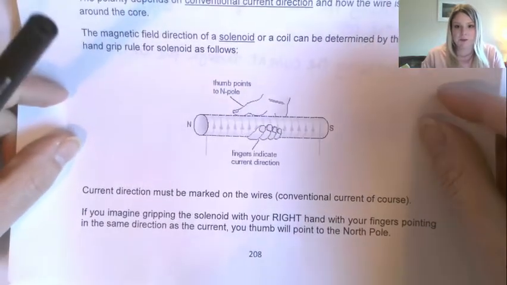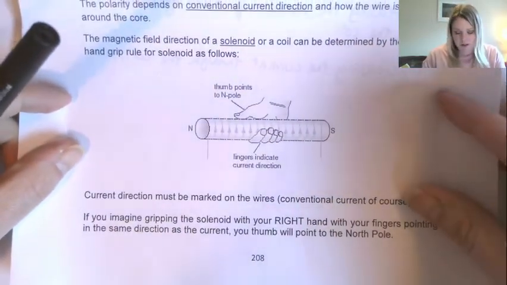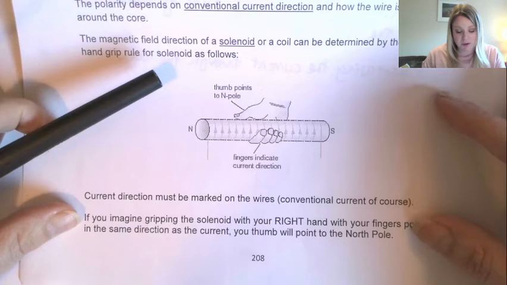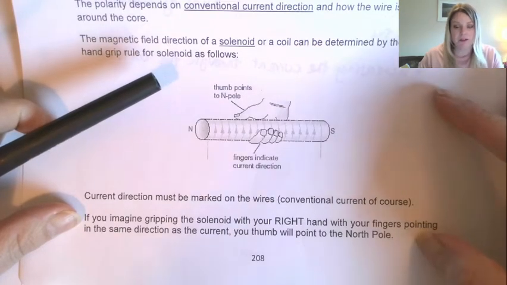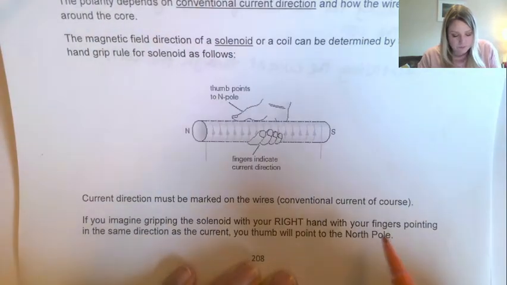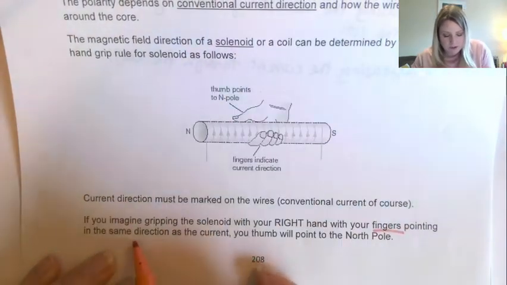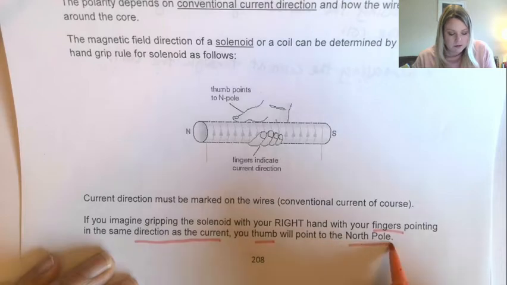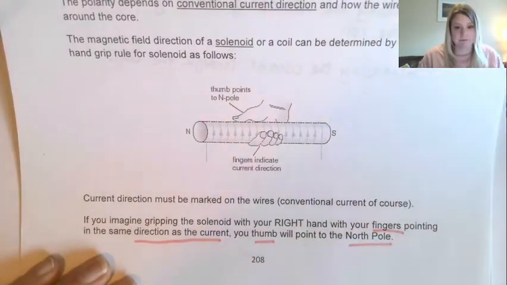So current direction must be marked on the wires, conventional current. And if you imagine gripping the solenoid with your right hand, with your fingers pointed in the same direction as the current, your thumb will point to north. So fingers in the same direction as the current, thumb is pointing to north.